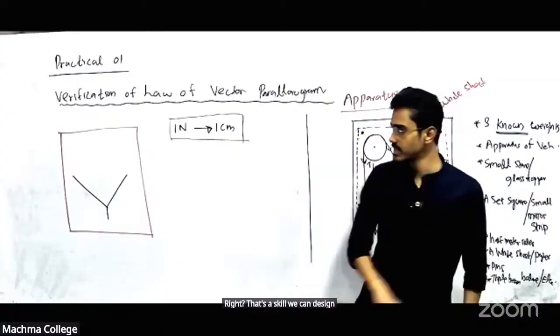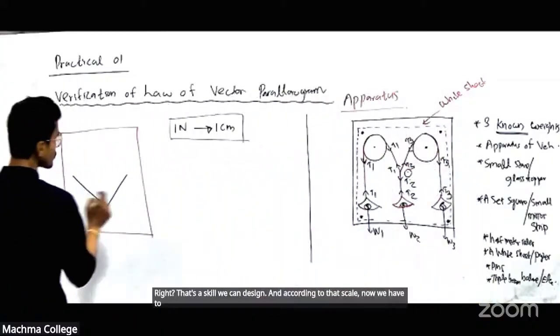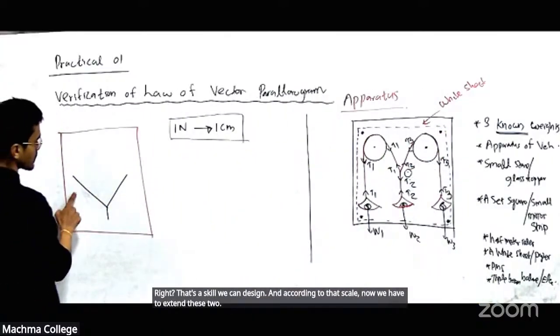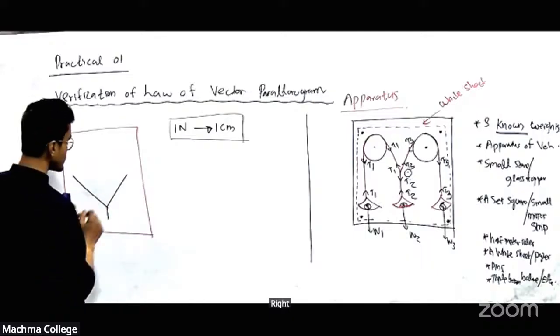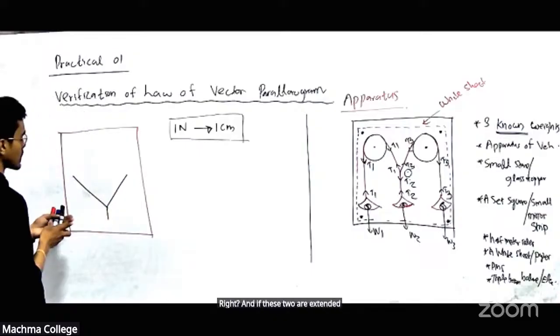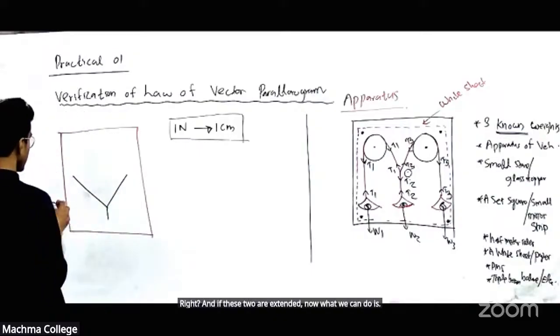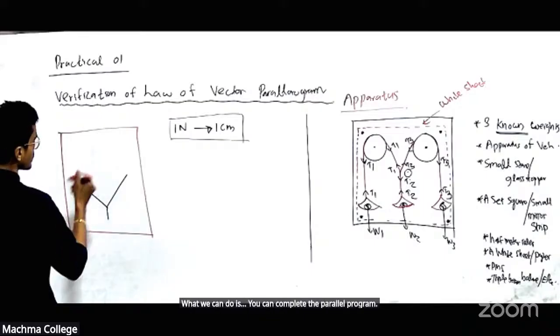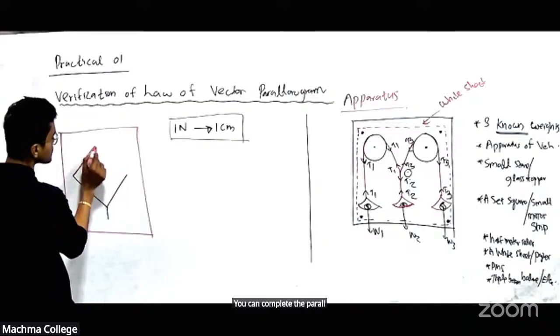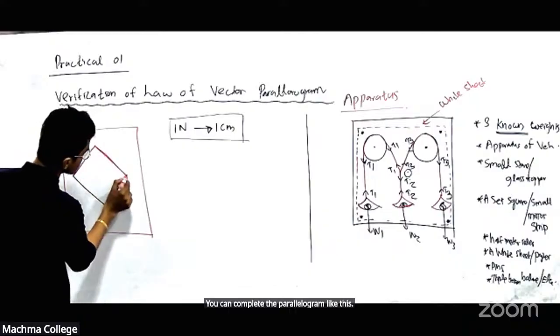And according to that scale, now we have to extend these two. Look at the board. According to that scale, we have to extend these two, right? And if these two are extended, now what we can do is complete the parallelogram, like this.